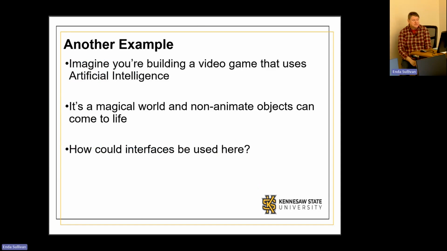All right, so imagine you're using a video game, or you're implementing a video game, and it's a magical world with non-animate objects that come to life. How might you use interfaces here? So the idea here is you could have interfaces for, let's imagine you have a character in a game, and let's imagine that the character can walk in the beginning of the game, and then at some point they drink a potion, and all of a sudden they're able to fly.